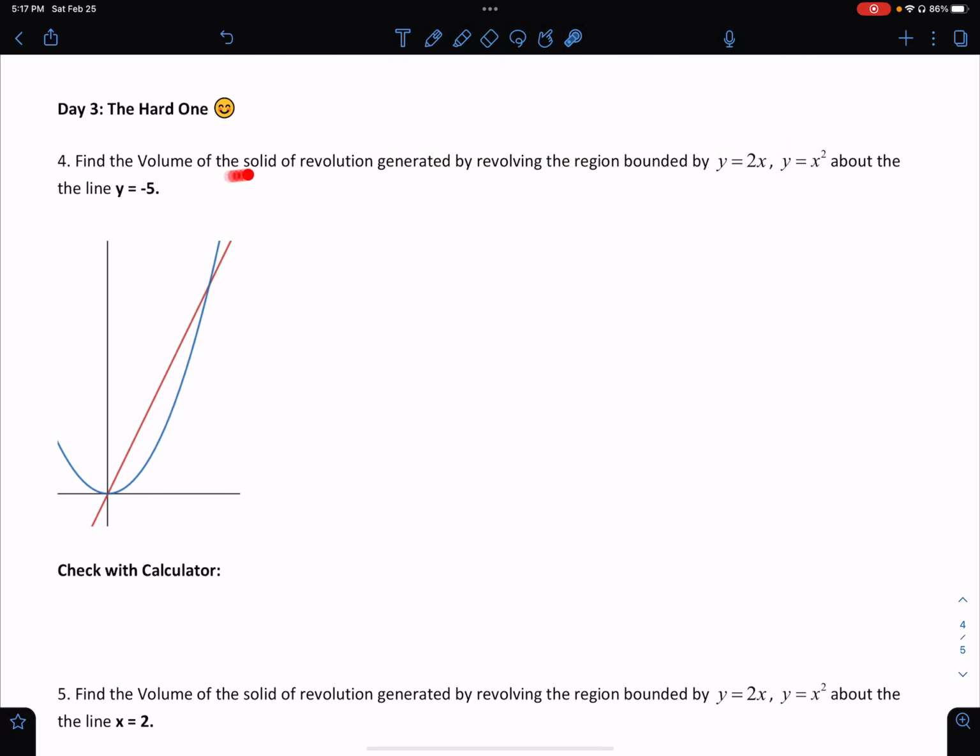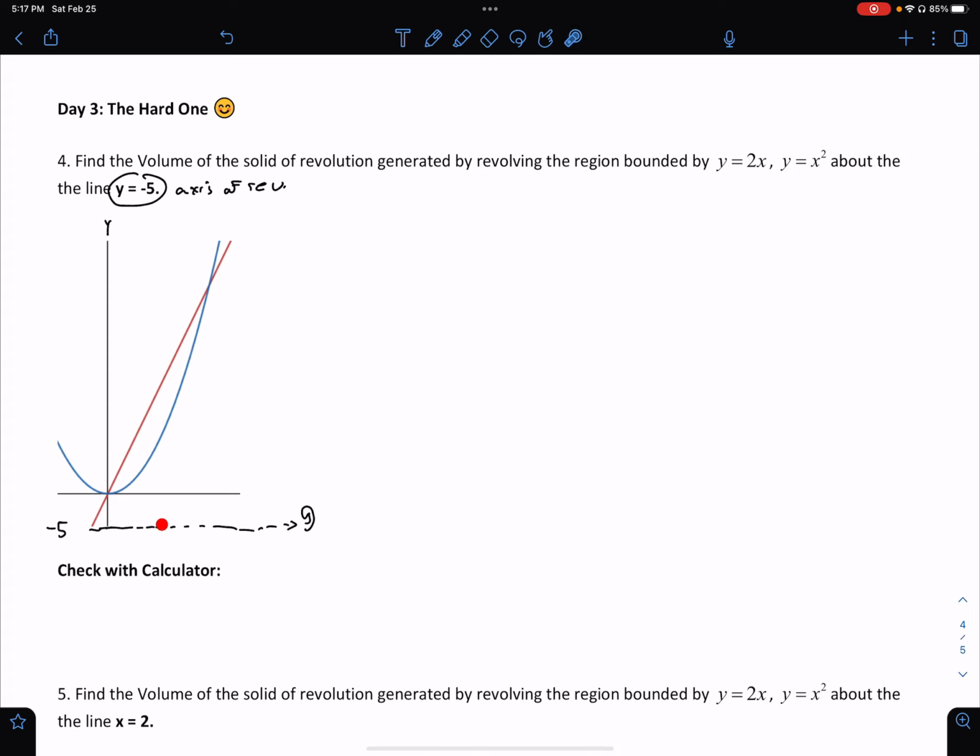We want to find the volume of a solid of revolution generated by revolving the region bounded by the line y equals 2x and y equals x squared about the line y equals -5. So the first thing I'm going to do is focus on this axis of revolution right here. There it is, there's our axis. And notice that y equals -5. So on the y-axis, we're going to go down here to -5, not drawn to scale. So there's y equals -5. Now, if we notice, this is going to be parallel to the x-axis.